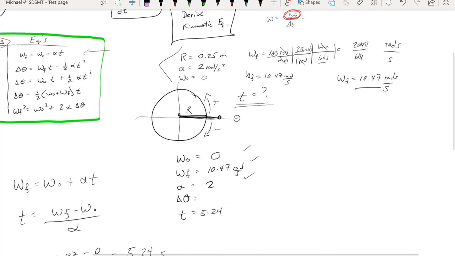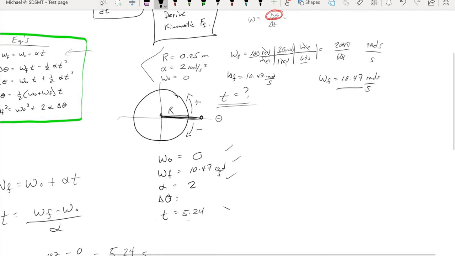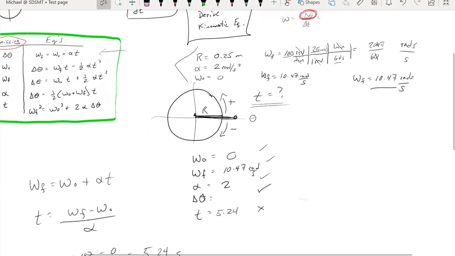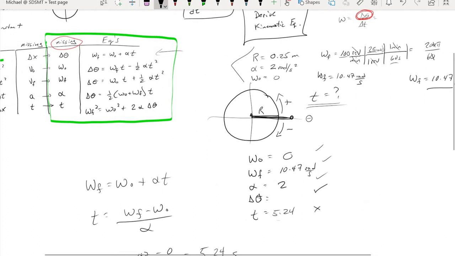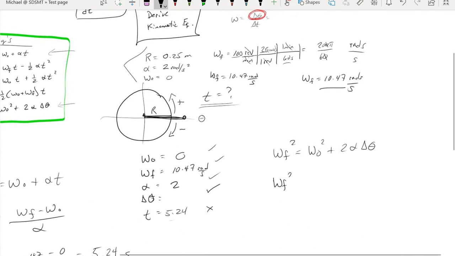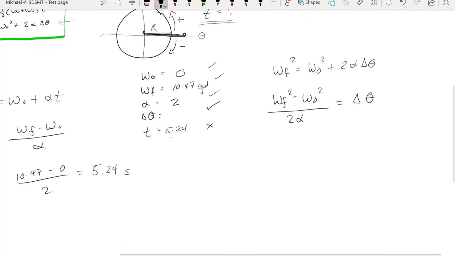Since the time is something that was calculated, it's best not to use that to solve for another calculated piece of material. And so I need to find the equation that leaves out the time. That is the bottom equation. Final angular velocity squared equals initial squared plus 2 alpha delta theta. Rearrange the equation for delta theta. We get this.